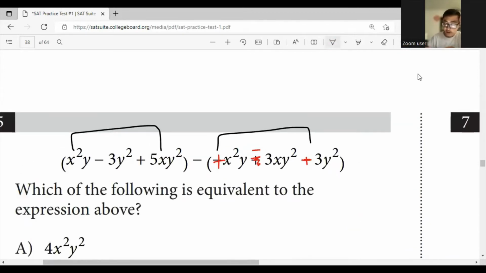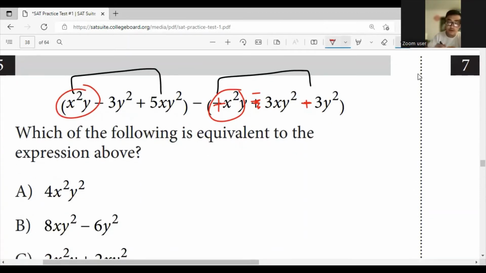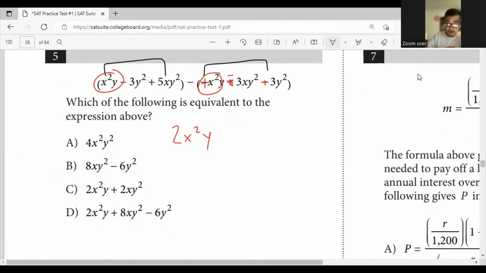All right, so I need an x squared y to be combined together. So this one and this one. So plus x squared y plus x squared y is going to be 2x squared y. All right, now what I can do is look at if I can just circle one right now, which looks like I can cross out A and B, but I have C and D left over. So I'm going to have to try to break this down just a little bit more.